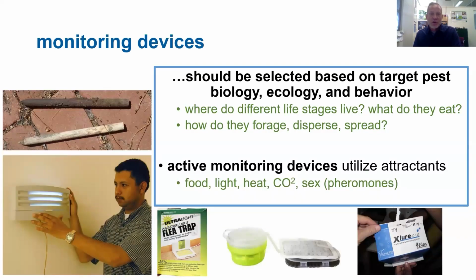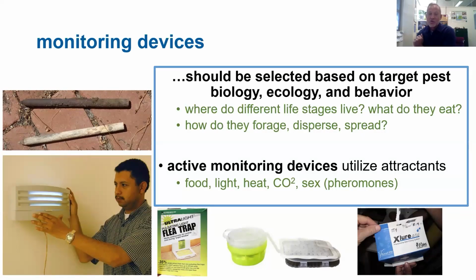So we can also use what we call active monitoring devices. These are devices that utilize some kind of attractant. It may be a food source for your target pest. It may be light. So we mentioned that a lot of flying insects are attracted to light. And so think of your ultraviolet fly light traps. We may use heat. There's a bed bug trap out there that includes a heat source as well as a small scale carbon dioxide emission. And these are both attractants for that blood feeding pest.